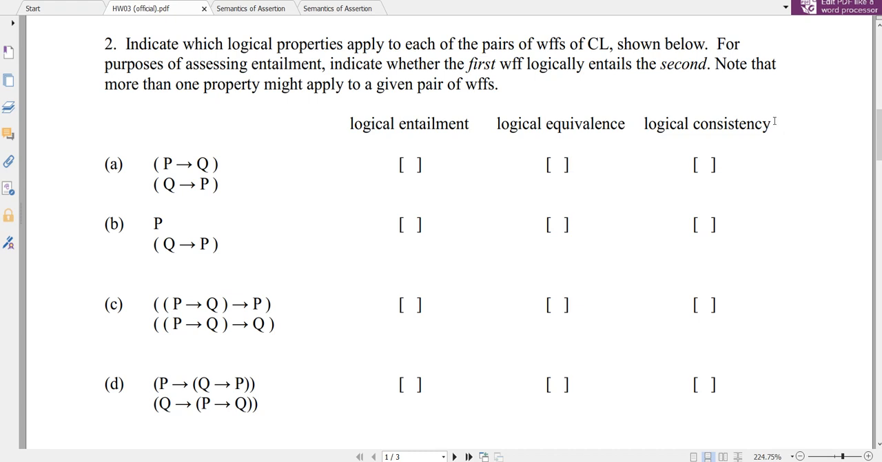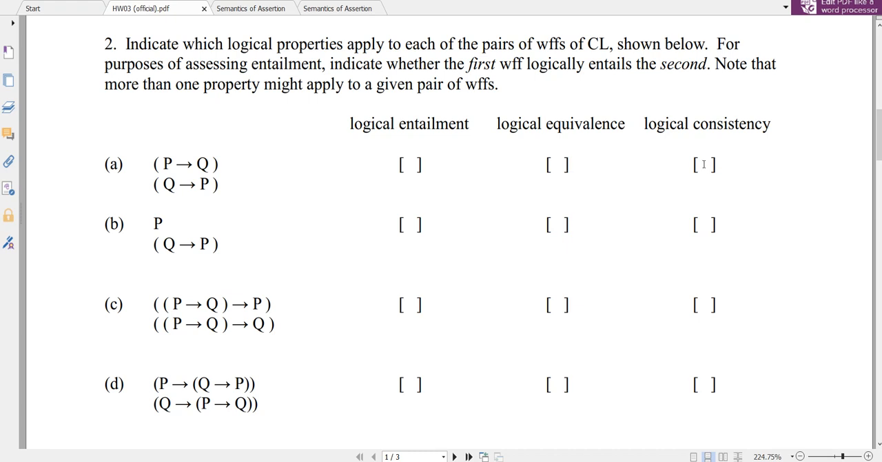Consistency is just the idea that there is a single interpretation or a single assignment of T's and F's, a single model, as I've been speaking lately, in which both of these things are going to turn out to be true, right? So there's a really easy one to test for consistency. You just assign T's to both of these, to P and Q. Now, are both of these true? Yes! So you know that you can put consistency there.